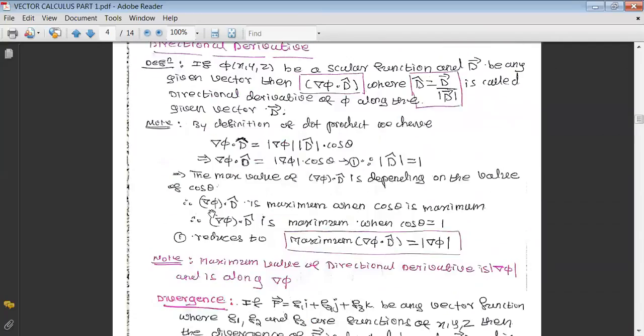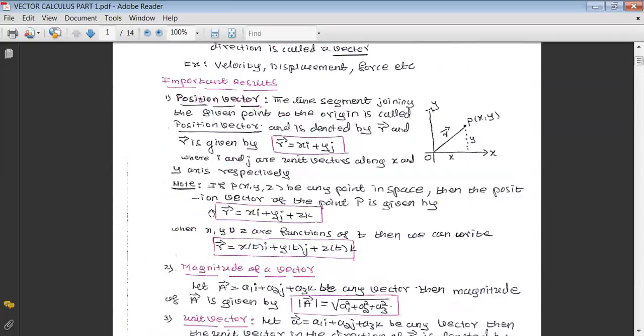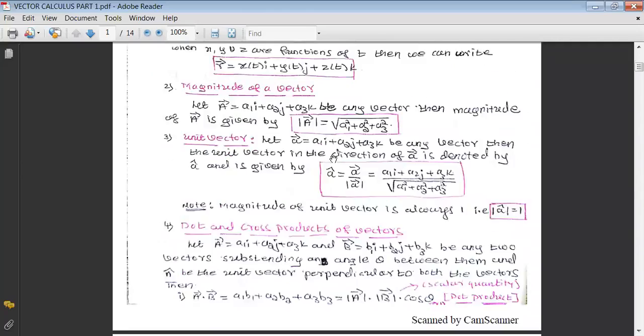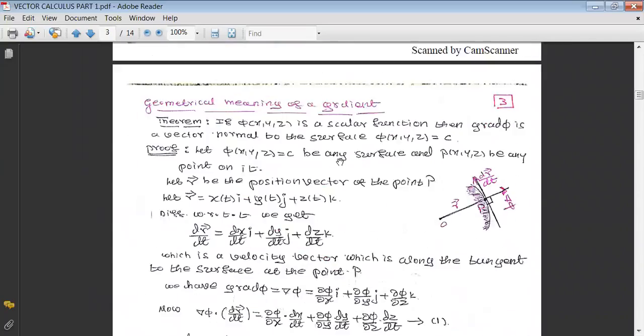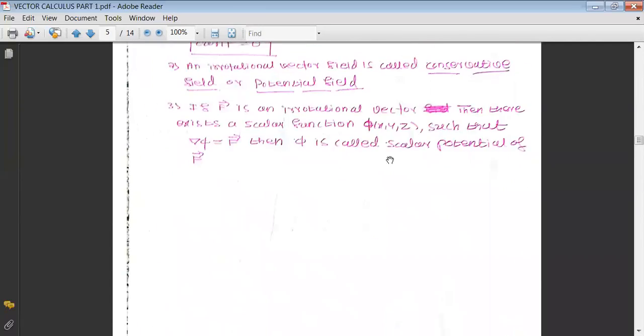These are some of the basic concepts we have recalled from PUC 2, and some of the content of vector calculus we have discussed. In our next video, let us solve some examples on the topics we have discussed in this particular session.